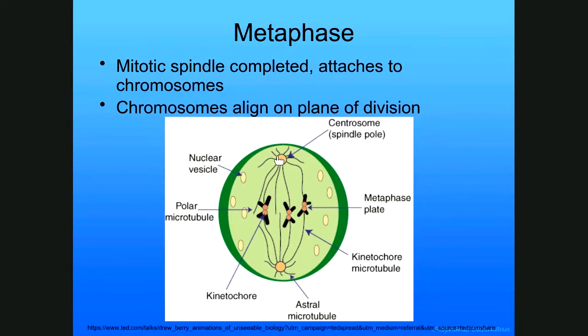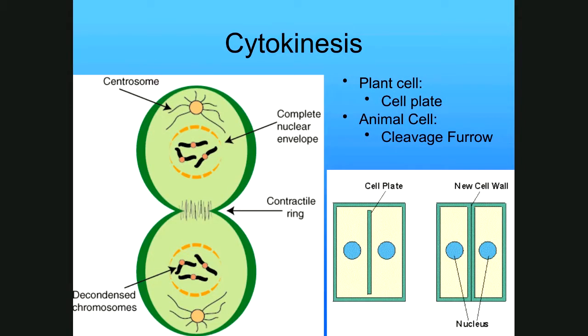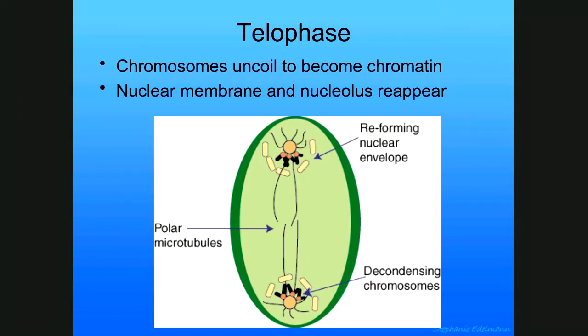Centrosomes are also called spindle poles. In the anaphase, you've got the separating chromosomes. Did I just skip telophase? Yeah, I skipped telophase. In telophase, you've got the reforming of the nuclear envelope, and then you've got cytokinesis.